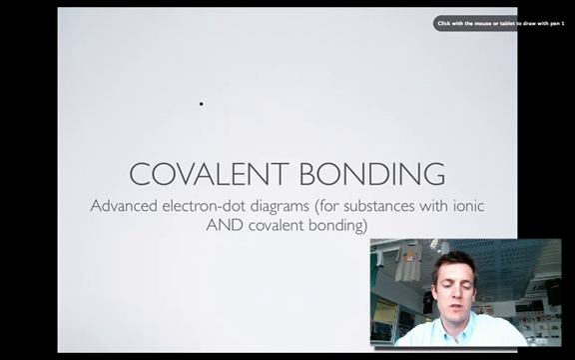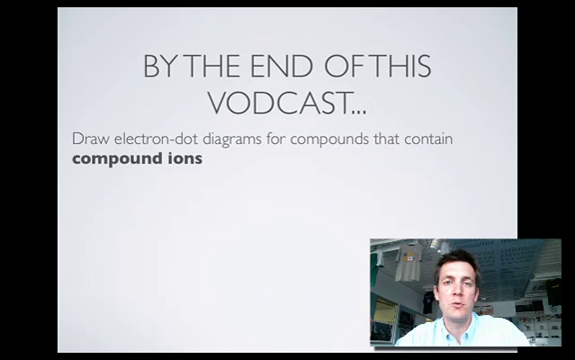This one deals with some of the more complicated types of electron dot diagrams that you might see in year 11 and 12. Hopefully by the end of the film you'll be able to draw electron dot diagrams for compounds that are made up of compound ions. So not only is the compound made up of different atoms, but the ions that make up the compound are themselves made up of different atoms. Okay, so here we go.